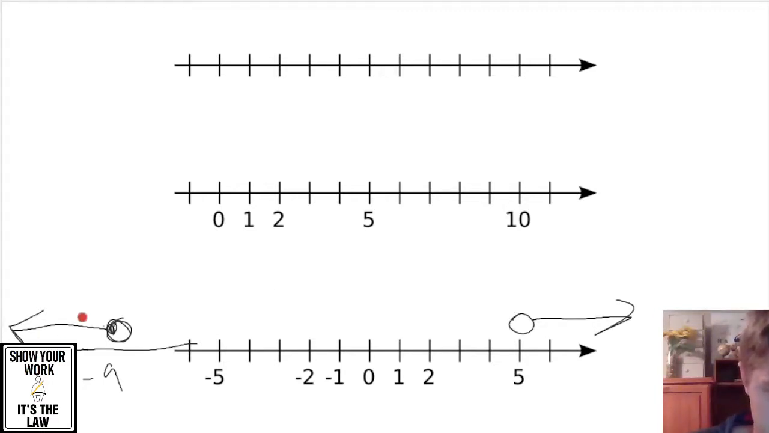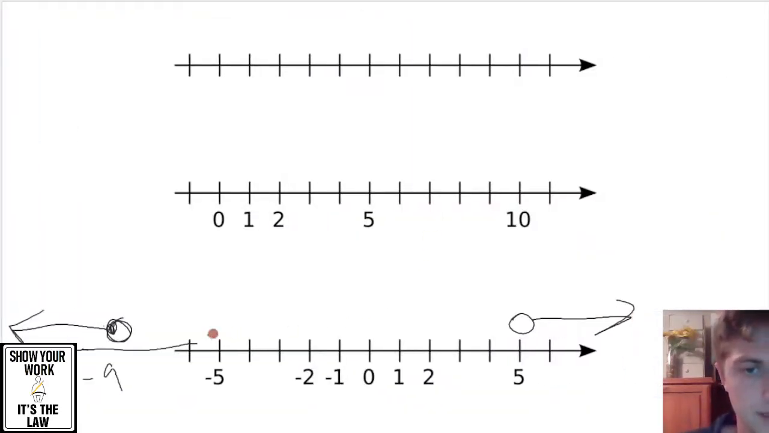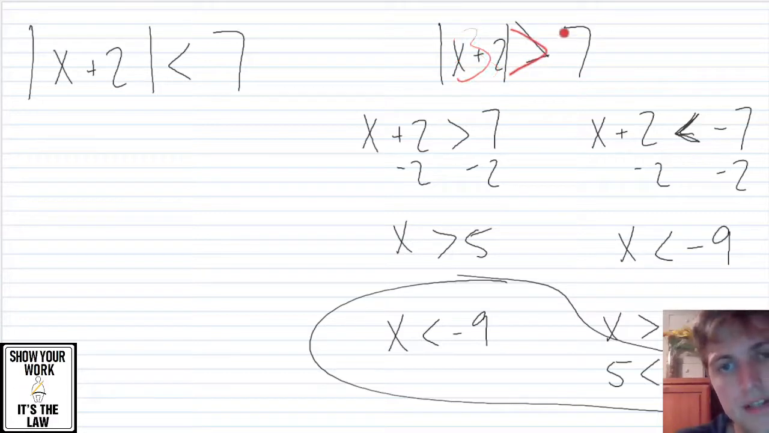So if you pick any x from these lines going forward, you'll make the statement true. Let's take a look at what happens if we pick something not included on the line. If we choose 1, for example, 1 plus 2 is 3. 3 is not greater than 7. And let's take another example. Let's take -5. -5 plus 2 is -3. Absolute value of -3 is 3. 3 is not greater than 7.